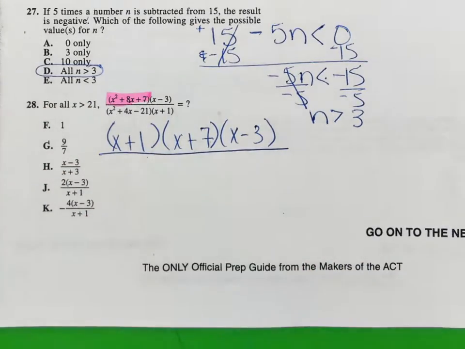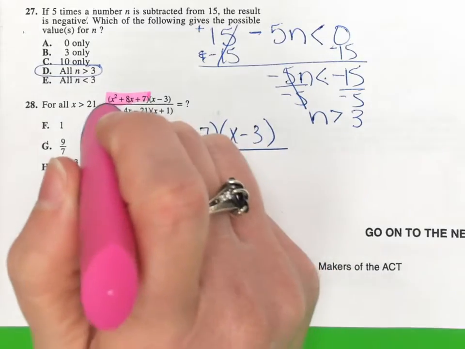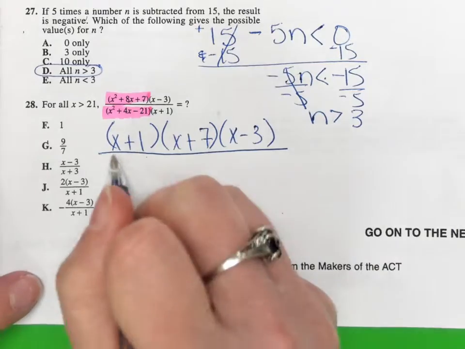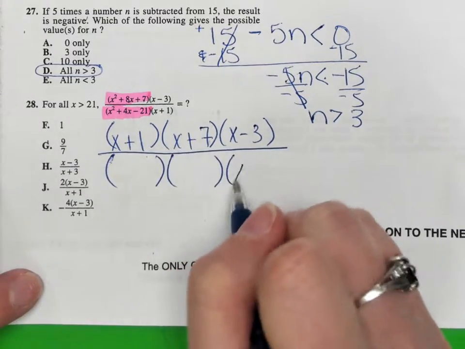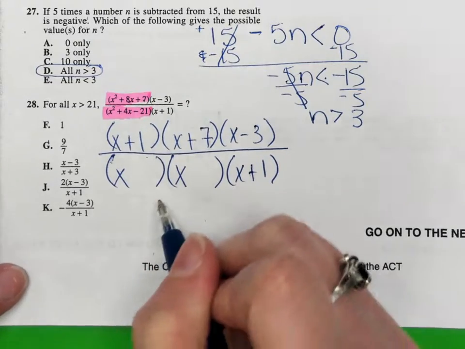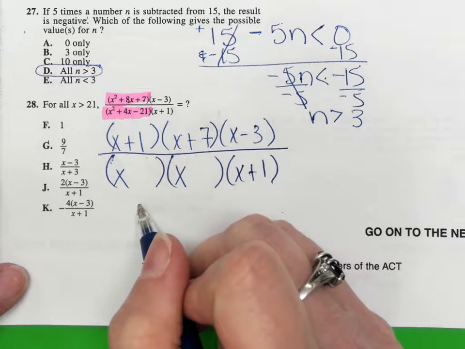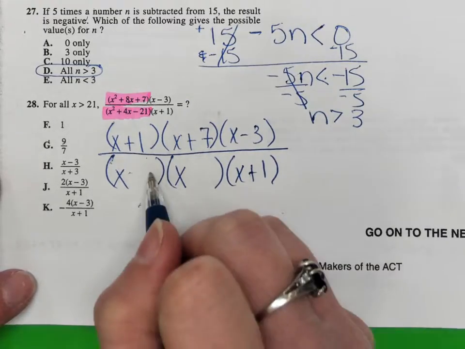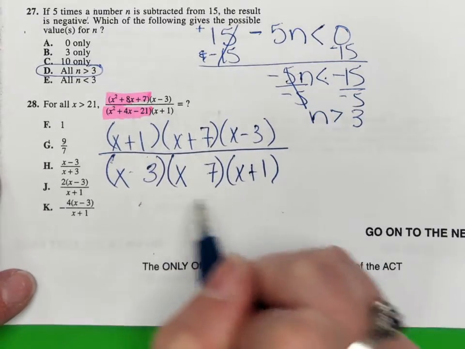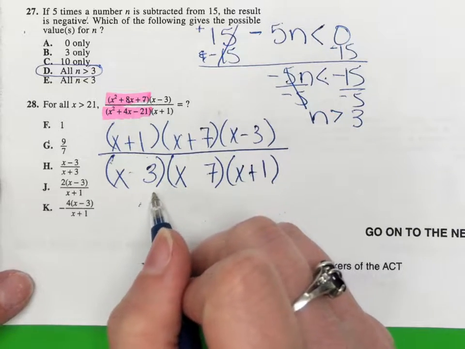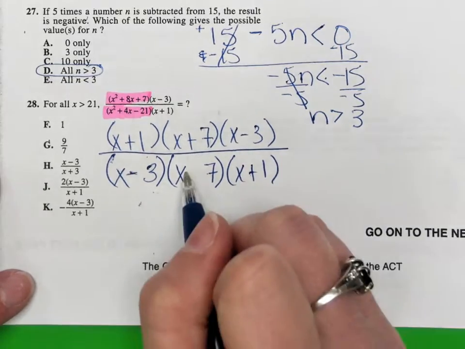All right, then do you see the other trinomial, x squared plus 4x minus 21? Got to factor that one. What's the factors of 21 that add or subtract to be 4? Positive 3 or negative 3? Positive 7 or negative 7? Negative 3 and positive 7.